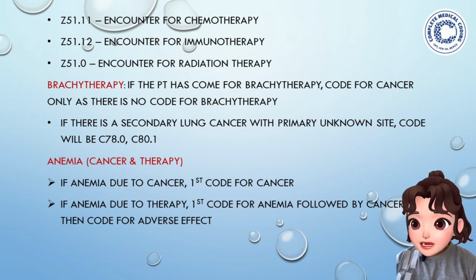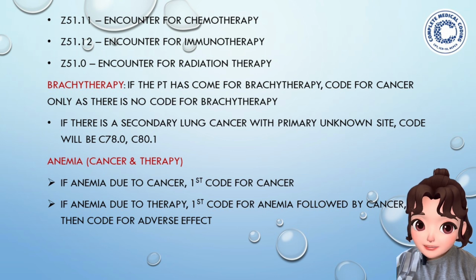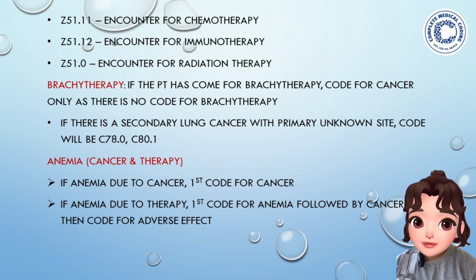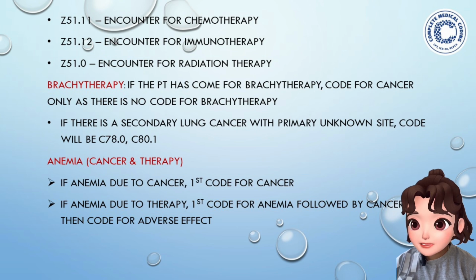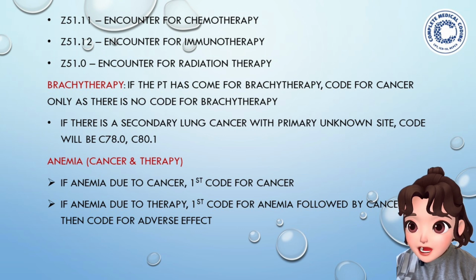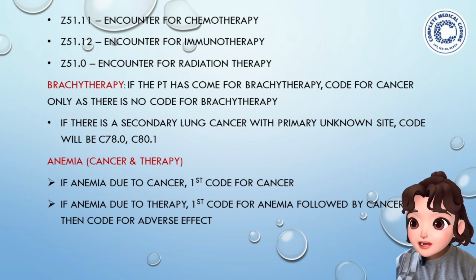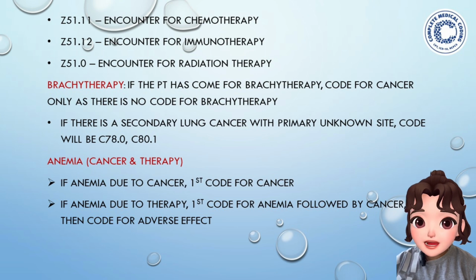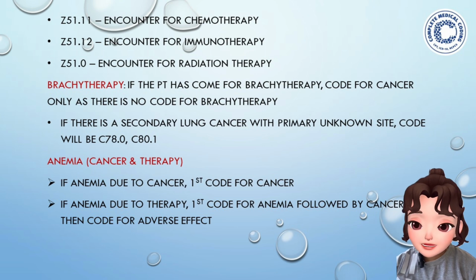Now, anemia, cancer and therapy. If anemia is due to cancer, first code for cancer. If the patient is having anemia because of cancer, you should code for cancer first. But if the patient is having anemia due to therapy, chemotherapy, first code for anemia, followed by cancer, then code for the adverse effect if there is any adverse effect.